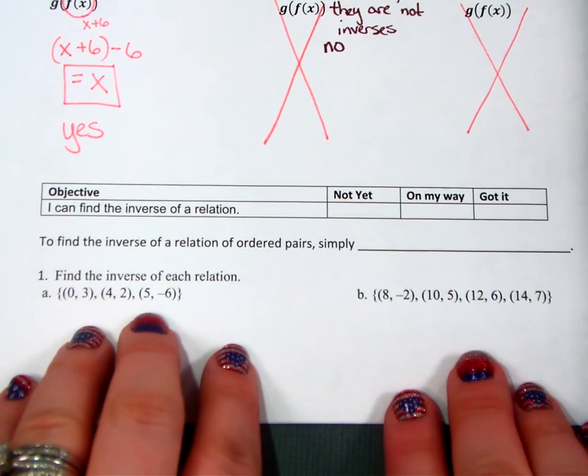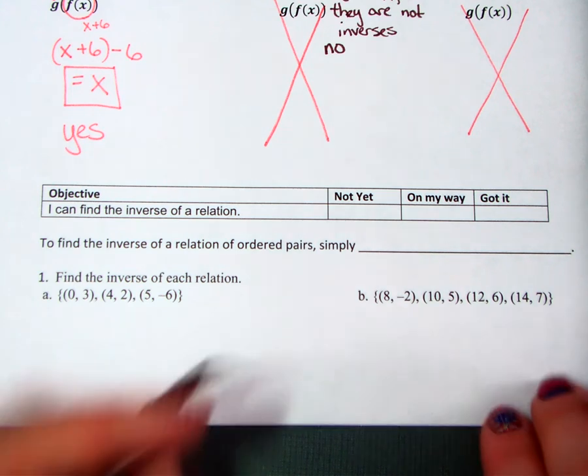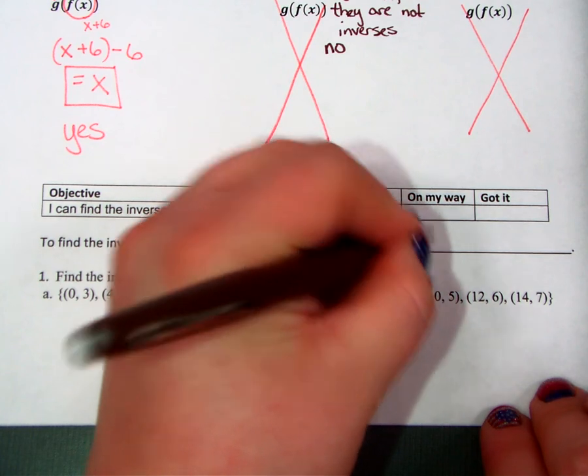Let's take a look at our second objective. The second objective is that you can find the inverse of a relation. So that means a set of ordered pairs. This is probably going to be your favorite kind of problem throughout the entire chapter because it's by far the easiest one. All you have to do is switch x and y.